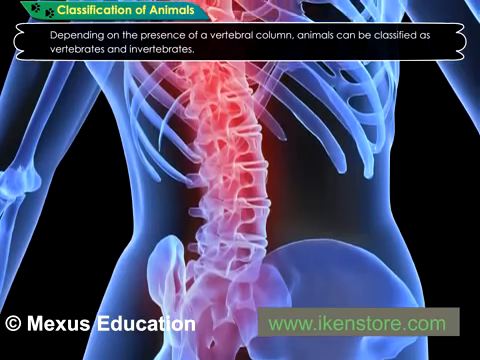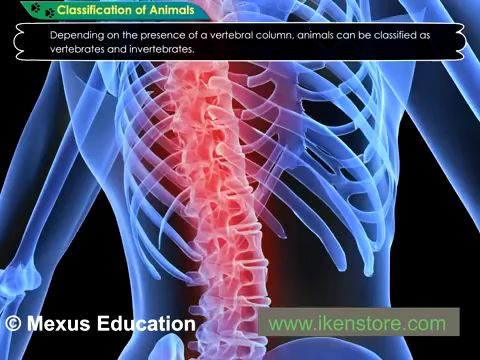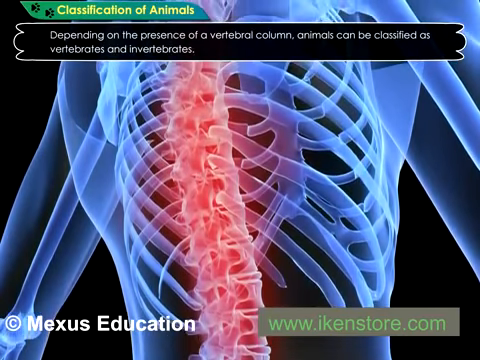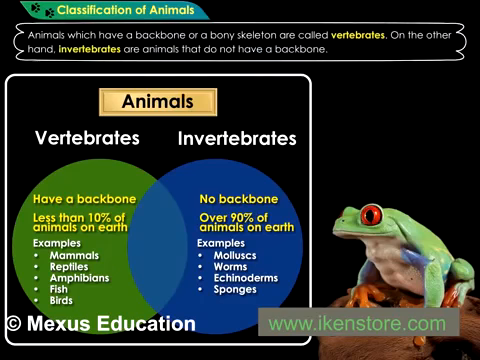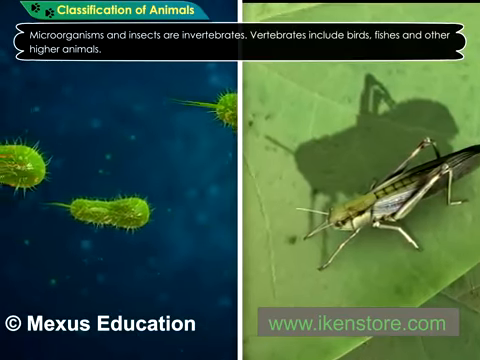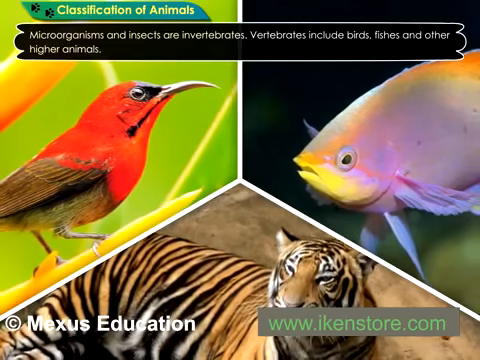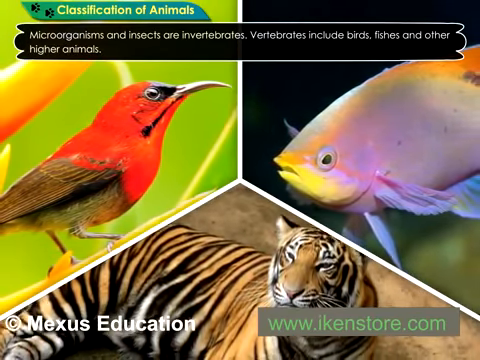Depending on the presence of a vertebral column, animals can be classified as vertebrates and invertebrates. Animals which have a backbone or a bony skeleton are called vertebrates. On the other hand, invertebrates are animals that do not have a backbone. Microorganisms and insects are invertebrates. Vertebrates include birds, fishes, and other higher animals.